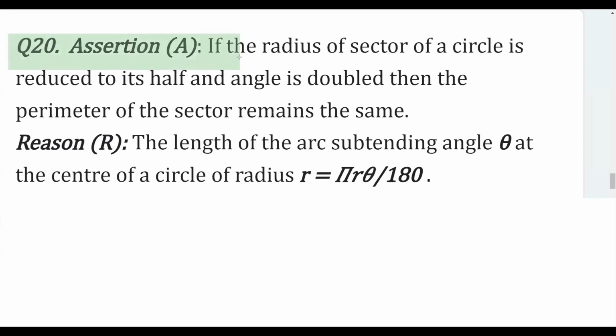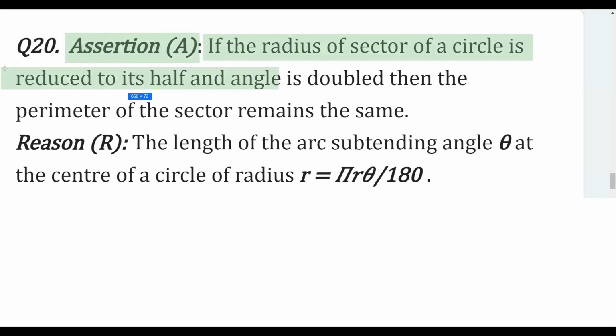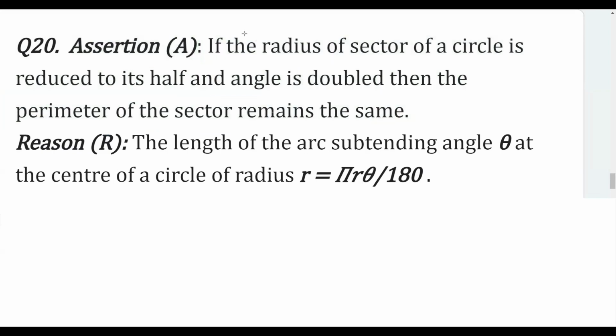Now the next assertion reasoning, question 20, says that if the radius of the sector of a circle is reduced to half and the angle is doubled, then the perimeter of the sector remains the same. So let's say I make a circle, one bigger, and I'm taking another circle a bit smaller. As you can see, the radius is halved.